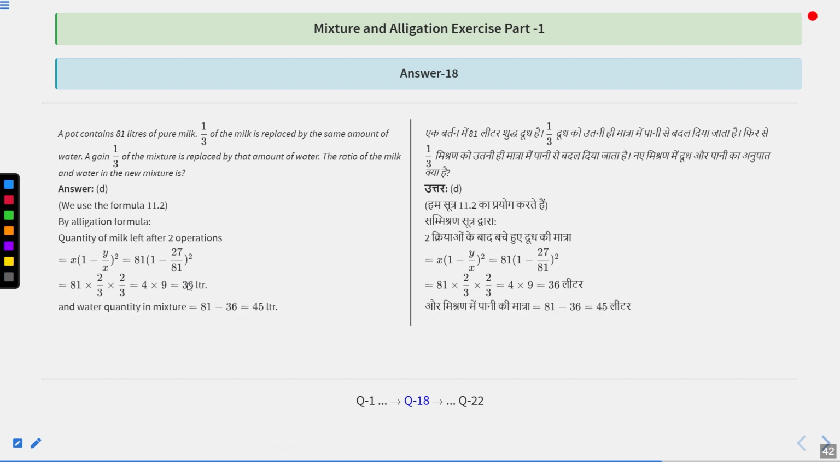Next one. So the milk quantity in the mixture is 36. We need the ratio of milk and water in the new mixture. So what will the water be? Water will become 45. So the ratio becomes 4:5.